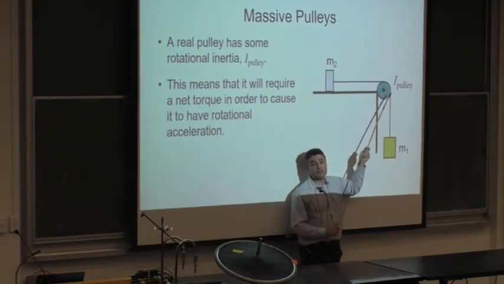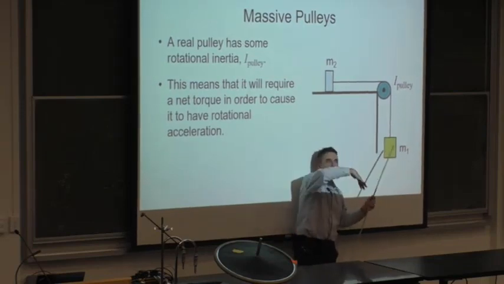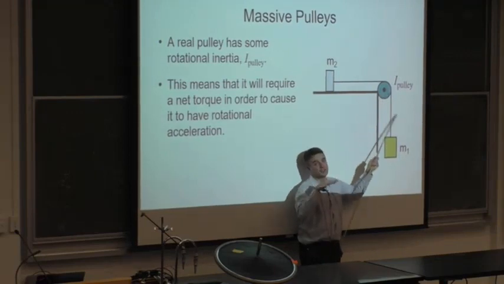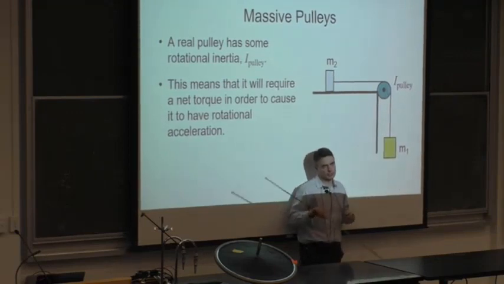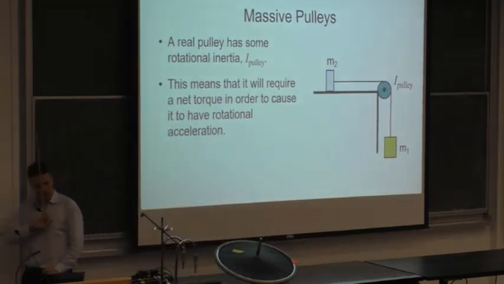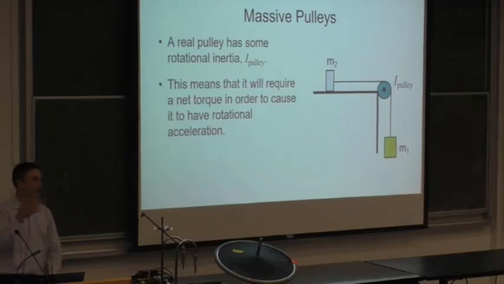But in real life, the pulley will actually turn. The rope will move with the pulley. It'll stick on the pulley, and then you need some torque if it's going to have angular acceleration. Makes sense? So where does that torque come from? What external force could cause the pulley to rotate? What's the object causing the pulley to rotate?